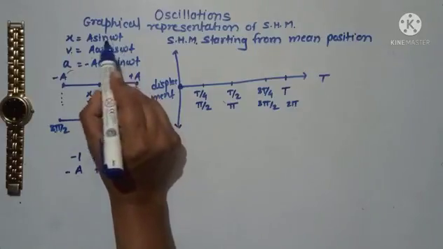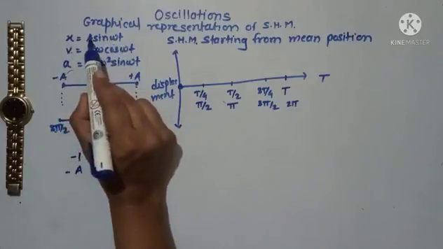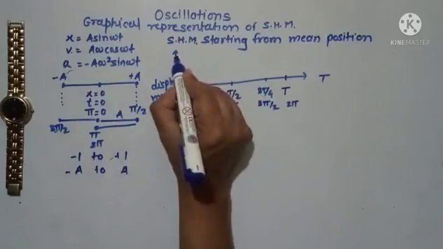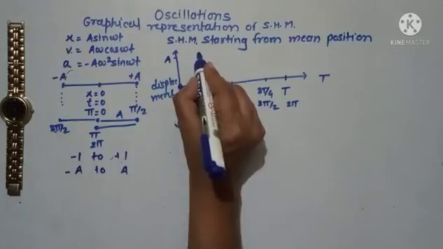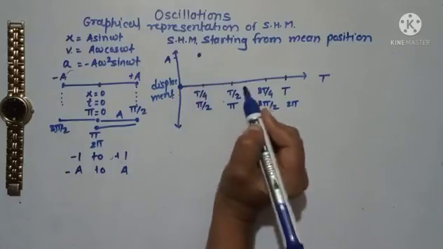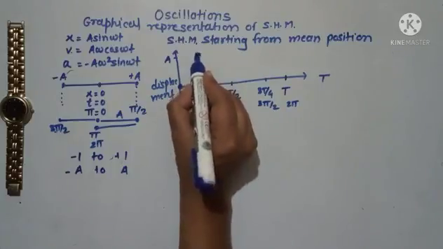So when this omega t is equal to pi by 2, x is equal to a. Now let me show it here, a. So for the pi by 2, the value of this displacement will be a.